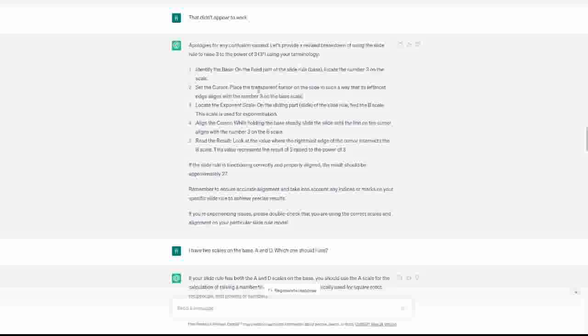Apparently I'm not doing it right. It tells me how to locate the base and so on, and the result should be 27. It's not. So I said, okay, I've got two scales on the base, A and D. Which one of these should I be using with the B scale? Maybe I'm using the others wrong.